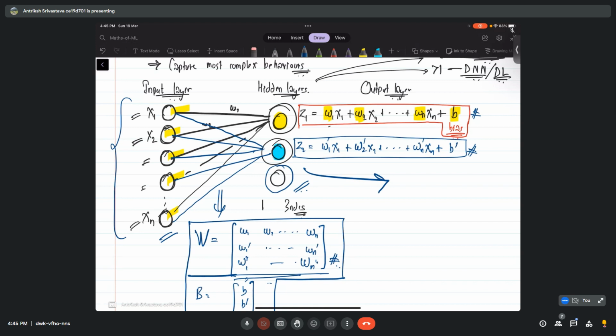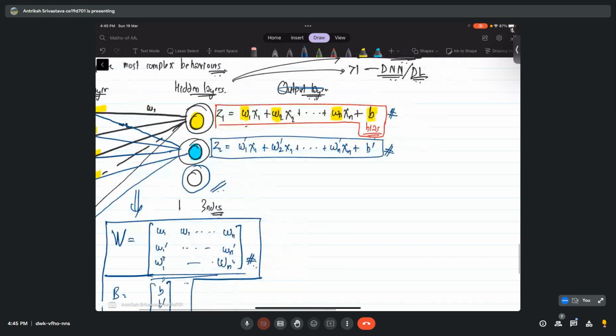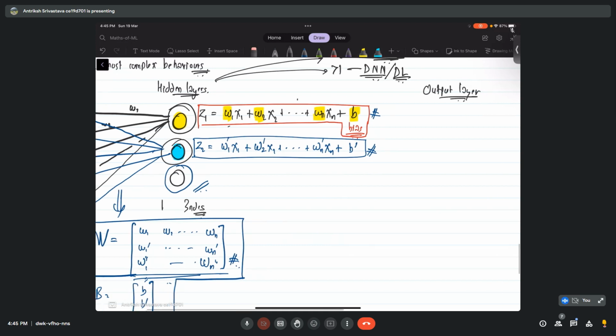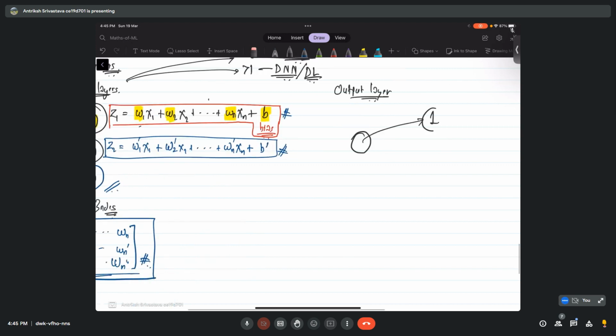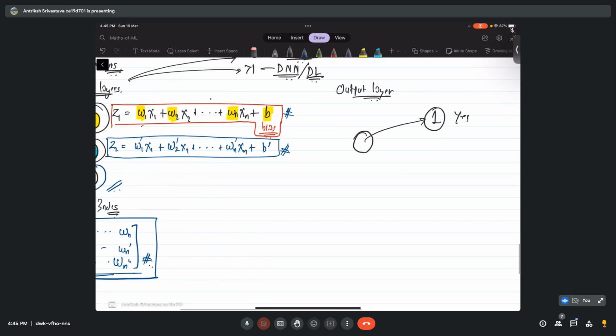You will have the same kind of interlinking from the hidden layer to the output layer. Let's say it is a classification problem. I will come to the activation function in a minute. In a binary classification problem, the answer is yes or no, so it will be one neuron. If the neuron value is one, you say yes, and if the value is zero, you say no. So you have only one neuron which can take two values, one or zero.